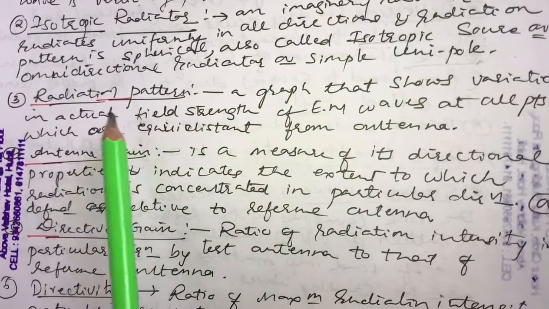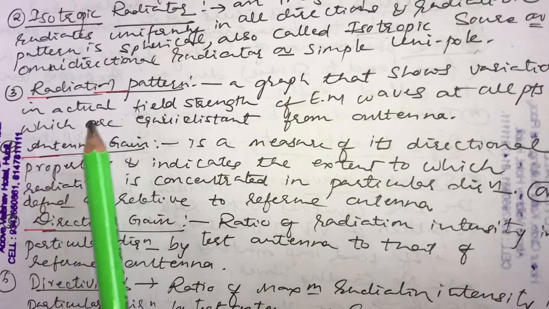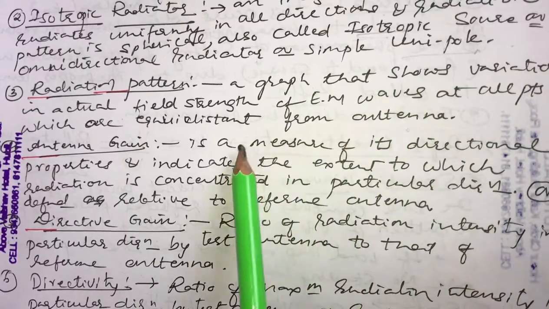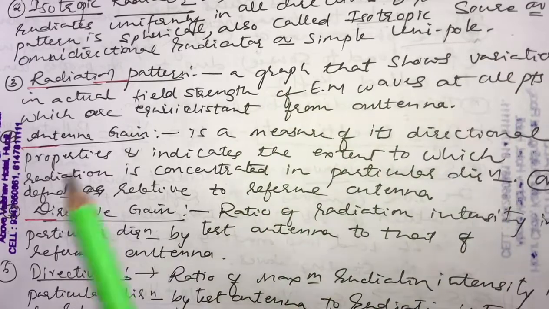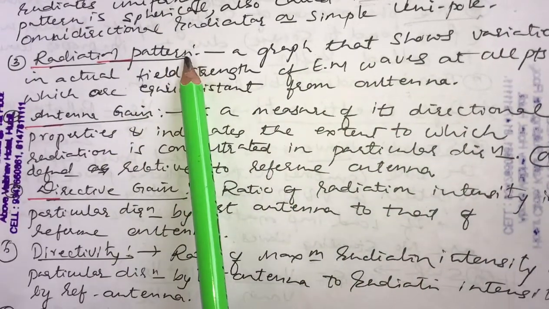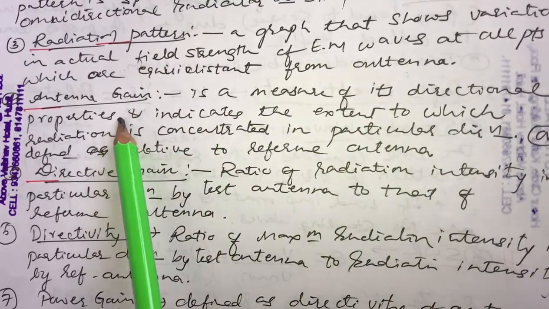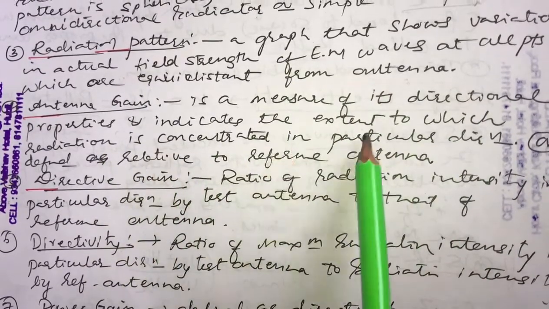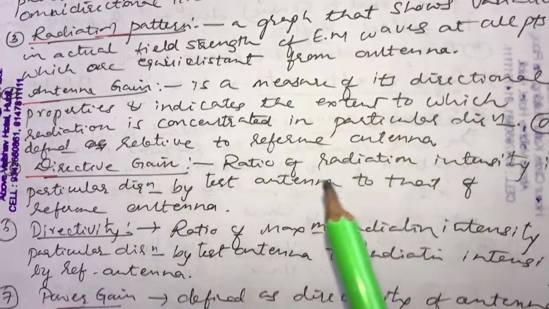Next, radiation pattern. Radiation pattern is a graph which shows the variation in actual field strength of the EM waves at all the points equidistant from the antenna, and it is a graph which shows how much variation there is in the field pattern, that is the radiation pattern. And next, antenna gain is a measure of its directional properties, and it indicates the extent to which radiation is concentrated in a particular direction. It gives details on in which direction it is more and in which direction it is less.